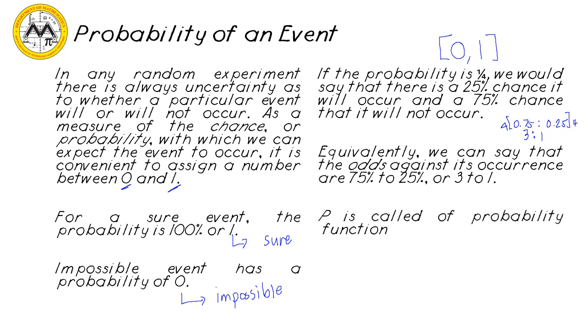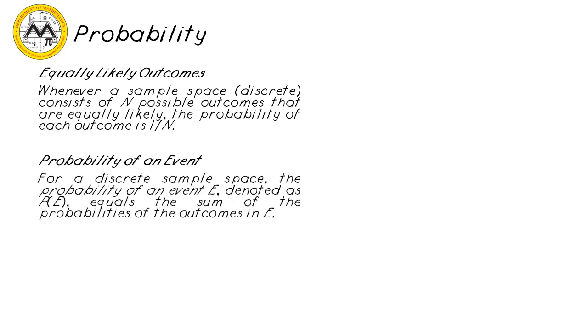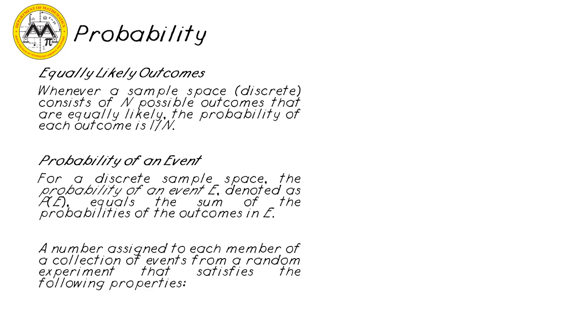The designation that we will be using is P for the probability function. P of A is the probability of the event A. For equally likely outcomes, like in the case of the classical approach, we have the probability 1 over n. So for the discrete sample space, the probability of an event E is denoted by P of E, equals the sum of the probabilities of the outcomes in E. So we add the probabilities for certain events.